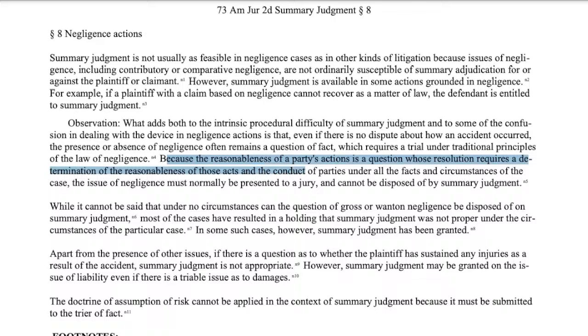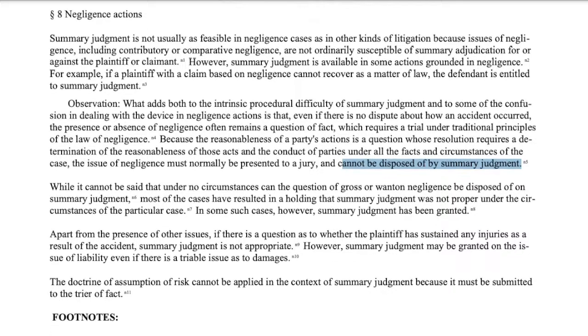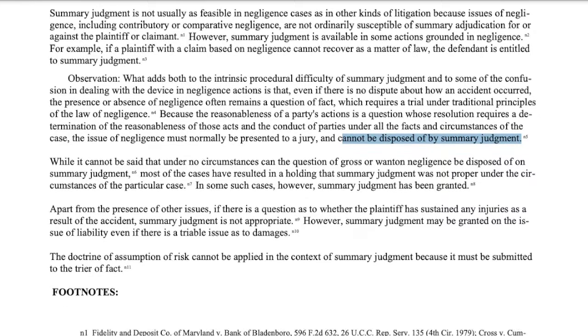Because the reasonableness of a party's action is a question whose resolution requires a determination of the reasonableness of those acts and the conduct of parties under all the facts and circumstances of the case, the issue of negligence must normally be presented to a jury and cannot be disposed of by summary judgment. So, negligence doesn't seem like it really works well with summary judgments.